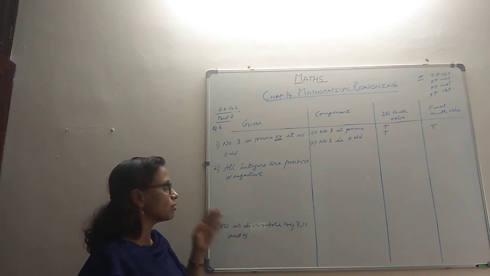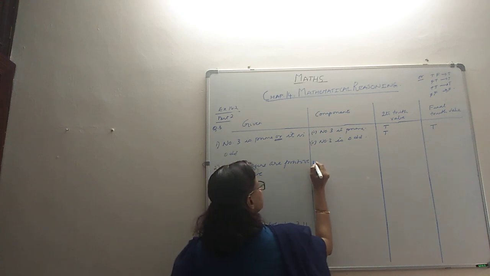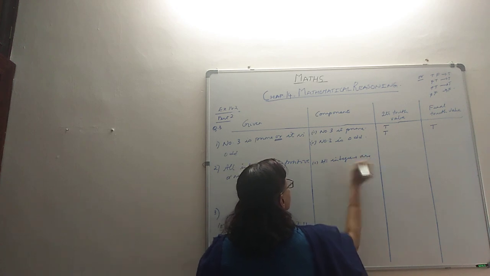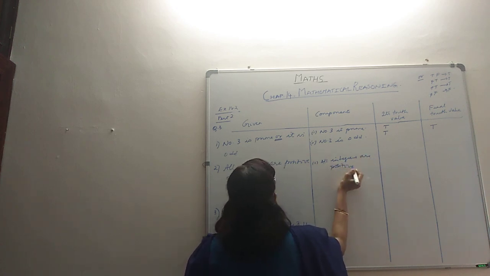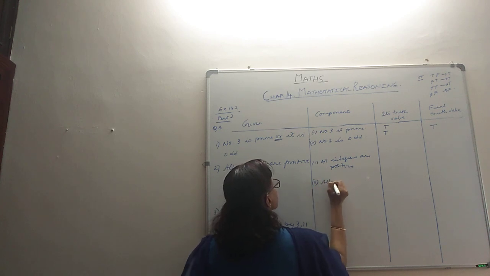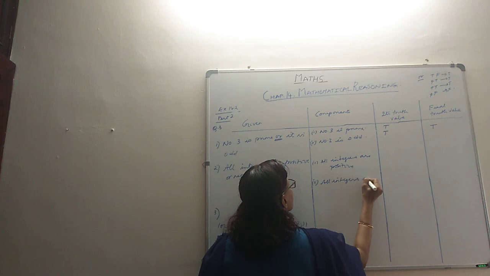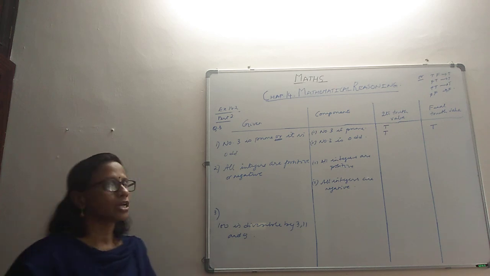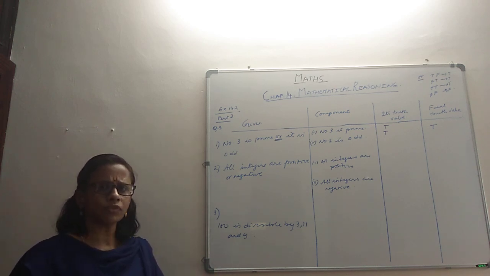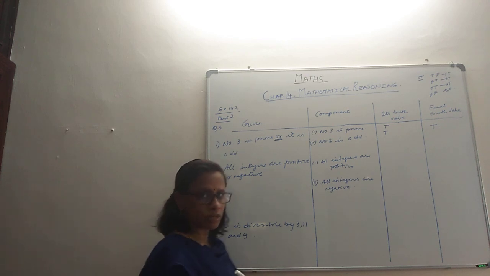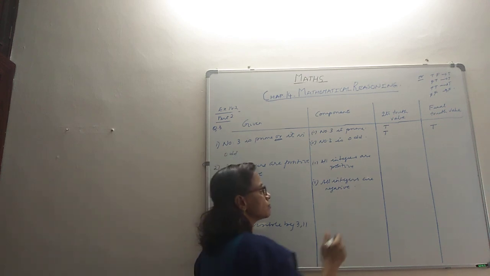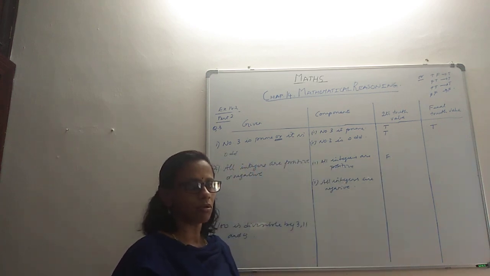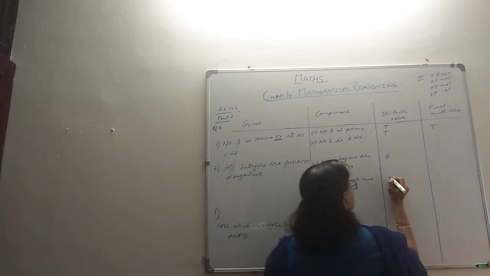Similarly, let's go to the next question. All integers are positive or negative. The parts are: first, all integers are positive; second, all integers are negative. Now, all integers are positive, is it true or false? It's false. How can all integers be positive? They are made up of positive and negative both. So all integers are positive is a false statement. And all integers are negative is also a false statement, because all integers are not like that. So they both are false.